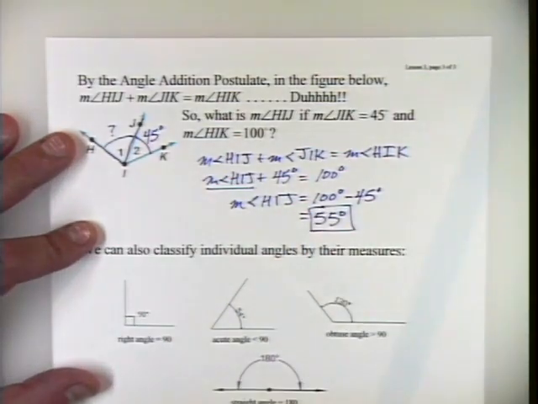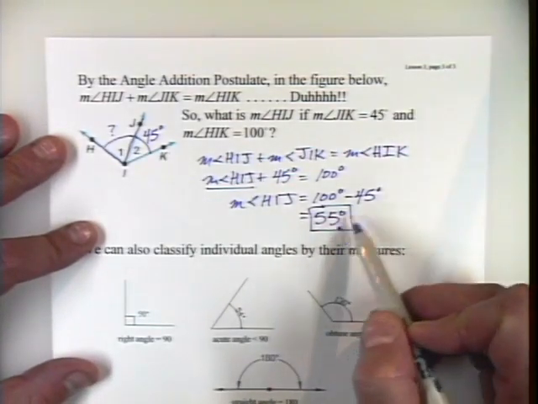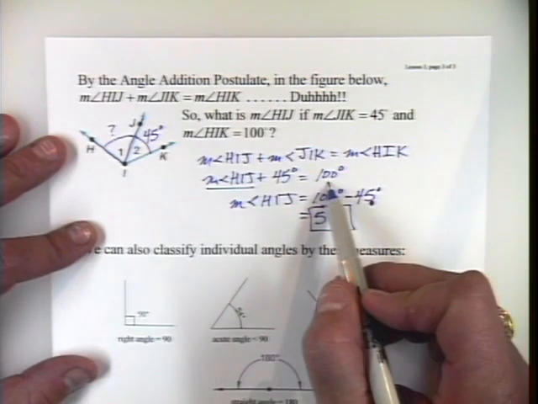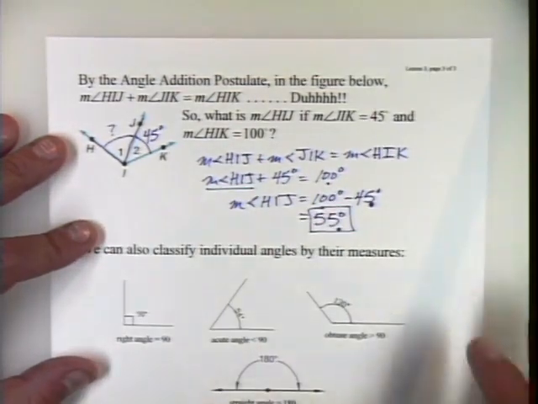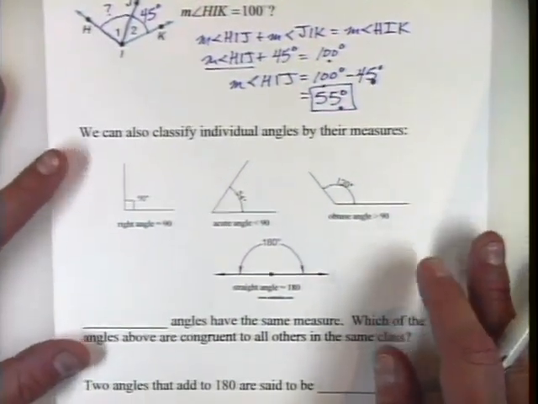And there you go. And it's a good habit to get into checking. If I take 55 plus 45, what do I get? Well, I get 100, and that's the measure of the whole thing. So we know we're right. Okay, so moving on now to classifying angles.